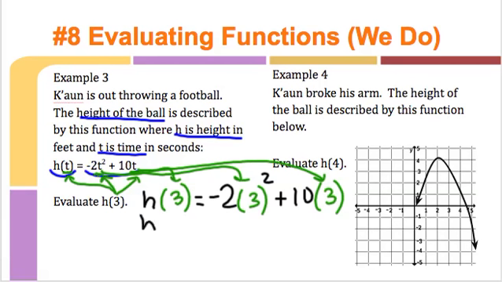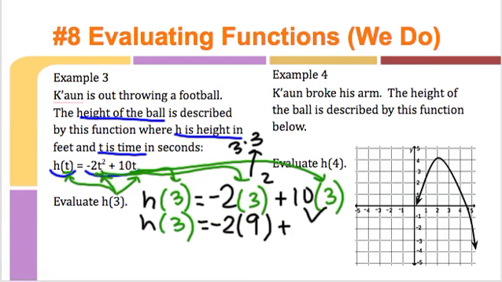I only need to worry about the right side of the equation. The left side is just telling me what I'm evaluating. So I follow my order of operations. I'm going to go exponents first. So I'm going to go negative 2, 3 squared, that's 3 times 3, not 3 times 2, and it becomes 9. Plus, this is 10 multiplied by 3, which is 30. I keep going. H of 3 equals negative 2 multiplied by 9, a negative multiplied by a positive. We should know is a negative, negative 18 plus 30.